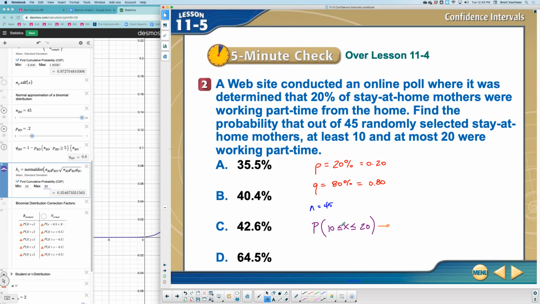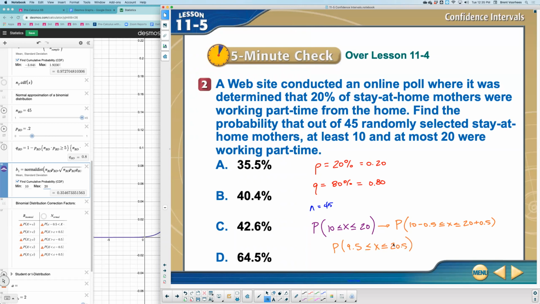And so if you're saying 10 is less than or equal to x, it's basically the same thing, just written the other way: x is greater than or equal to that number 10. What you would need to do is subtract the 0.5. So the probability I would be looking at is 10 minus 0.5 is less than or equal to x, which is less than or equal to 20, and now less than or equal to the number 20 means I need to add 0.5. So the probability for a binomial approximation would be the probability that 9.5 is less than or equal to x, which is less than or equal to 20.5.